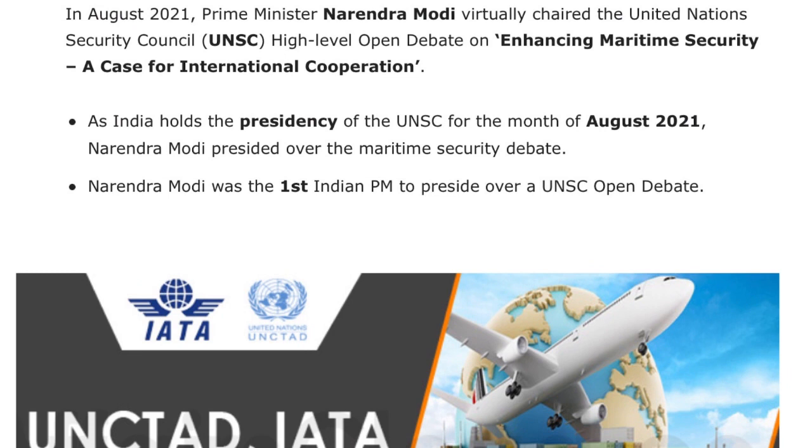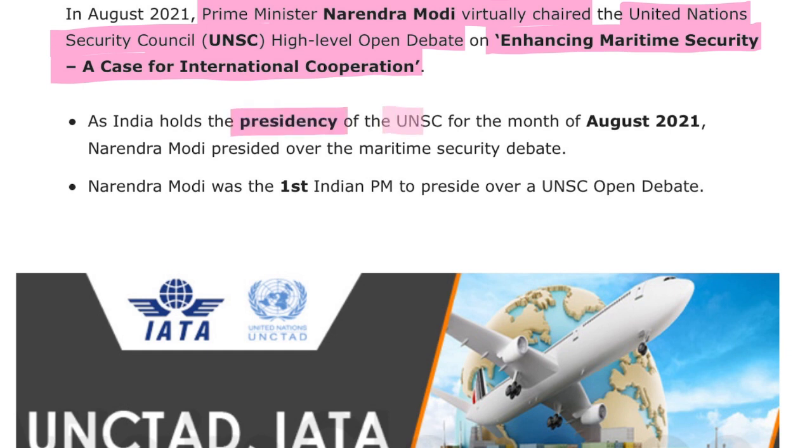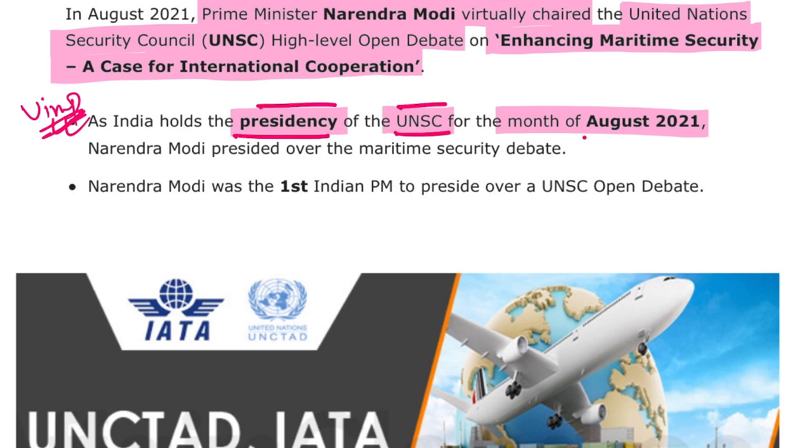If we look at the data, Prime Minister Narendra Modi virtually chaired the United Nations Security Council high-level open debate on enhancing maritime security, a case for international cooperation, as India holds the presidency for the United Nations Security Council for the month of August 2021. Very important. Mark this. Which country holds the presidency for the United Nations Security Council for the month of August 2021? It is your India.